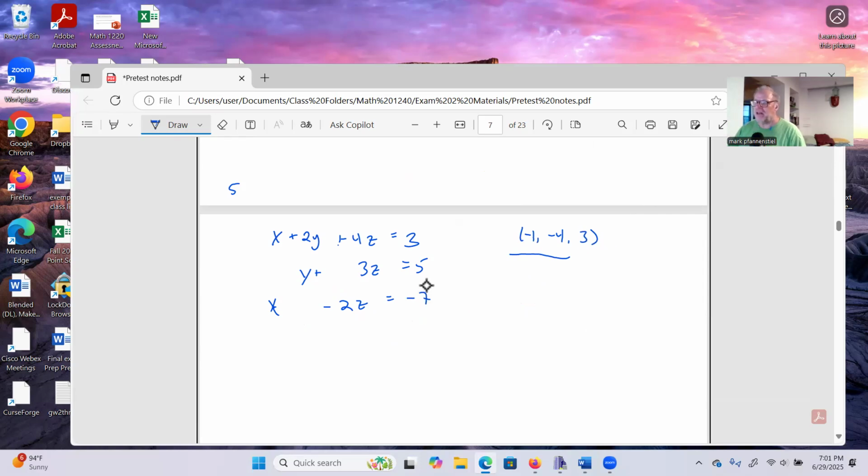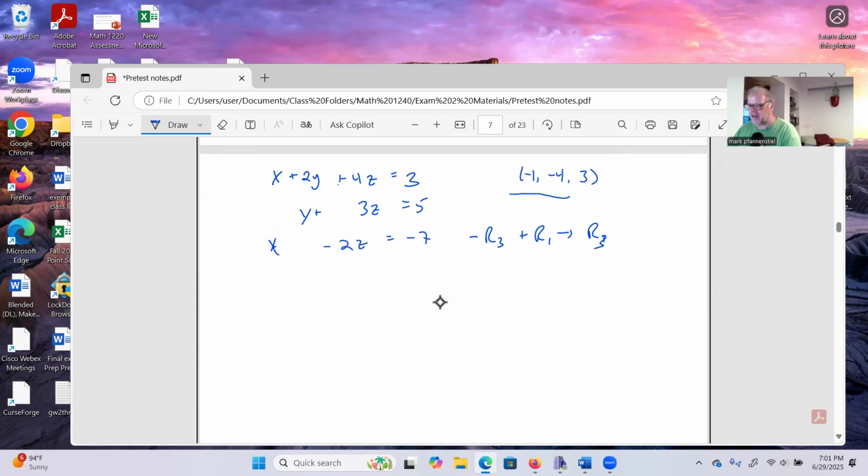So here we go. We have this system of equations, and as usual, I want to get rid of all of my x's first. So we're going to say negative row 3 plus row 1, and we're going to put that into a new row 3. I'm not touching row 1, I'm leaving that alone, so we can just write row 1 back over again: x plus 2y plus 4z is equal to 3. I'm not going to be touching the second row on this first step at all, so this is y plus 3z is equal to 5.